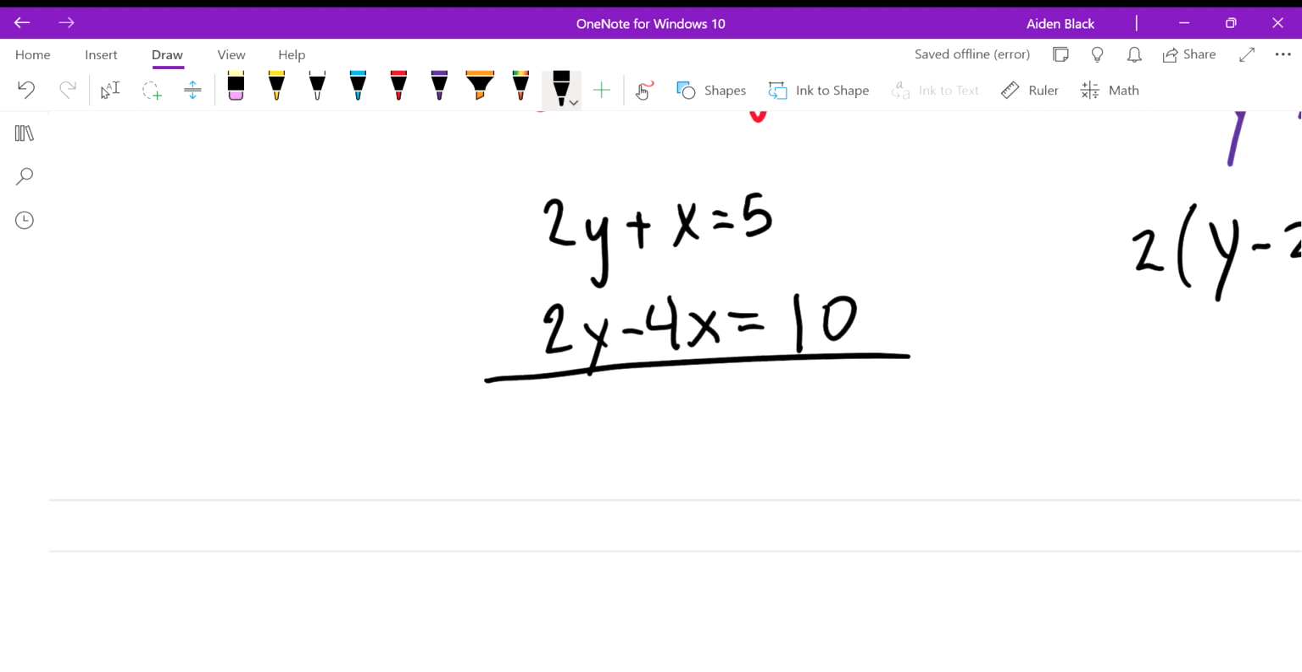Alright, now I can subtract one from the other. This whole equation will be subtracted from the one on top. 2y minus 2y is 0. There's the elimination. x minus negative 4x is 5x. And 5 minus 10 is negative 5. So x equals negative 1.